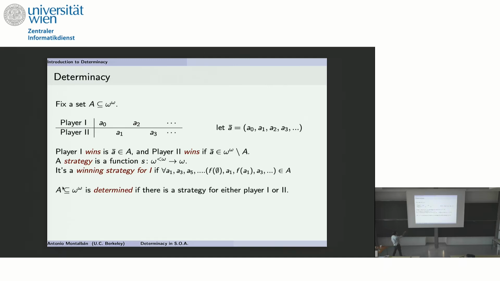And we say that a set of sequences is determined if one of the two players has a winning strategy, if there exists a winning strategy for one of the two players. And this is the notation that we'll use. If you have a set of reals, gamma, a subset of the power set of Baire space, we use gamma-det to denote the statement that every set in gamma is determined. Okay, so that's the basic setup for determinacy.